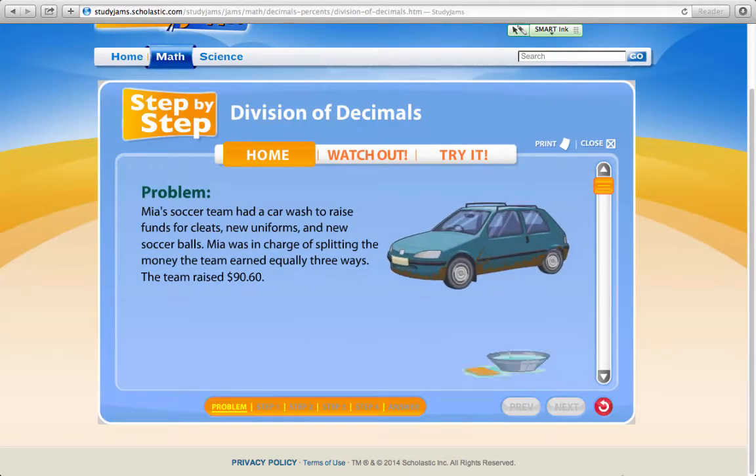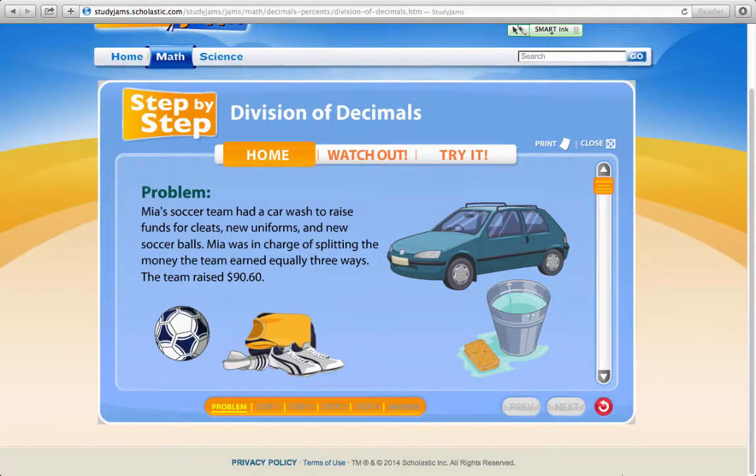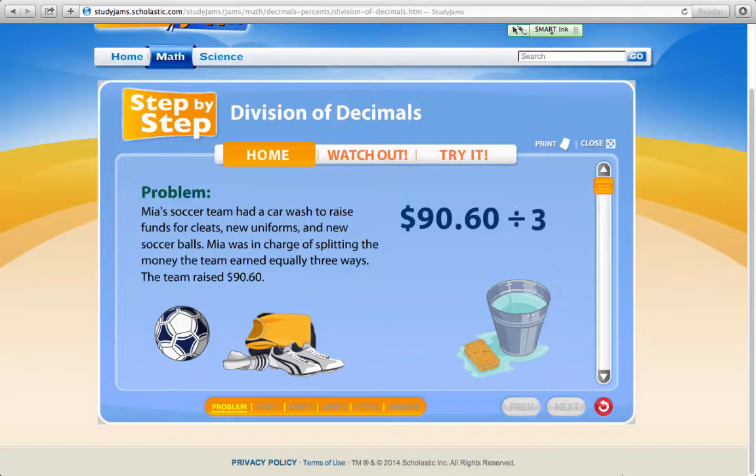Mia's soccer team had a car wash to raise funds for cleats, new uniforms, and new soccer balls. Mia was in charge of splitting the money the team earned equally 3 ways. The team raised $90.60. Let's divide this total evenly 3 ways.